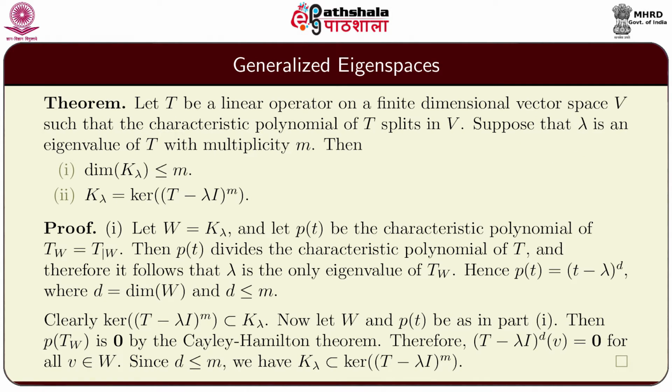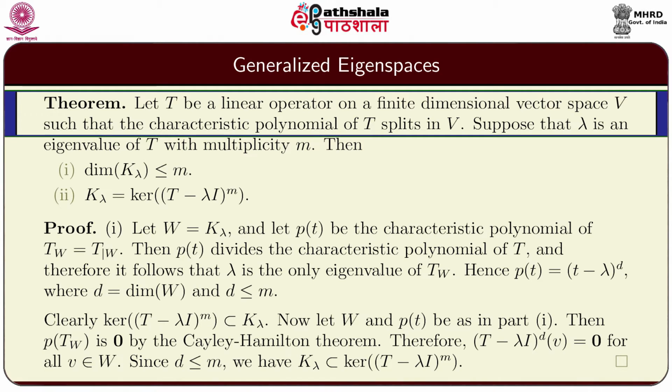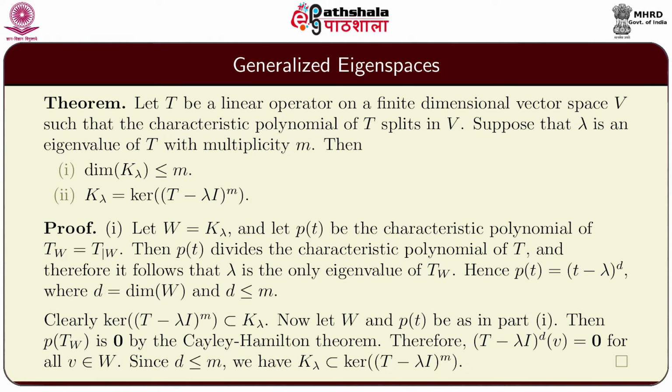Another theorem: let T be a linear operator on a finite dimensional vector space V such that the characteristic polynomial of T splits in F. Suppose that λ is an eigenvalue of T with multiplicity m, then part 1 says the dimension of K_λ is less than or equal to m, and part 2 says K_λ is precisely the kernel of (T − λI)^m. Recall that K_λ is the generalized eigenspace for λ.